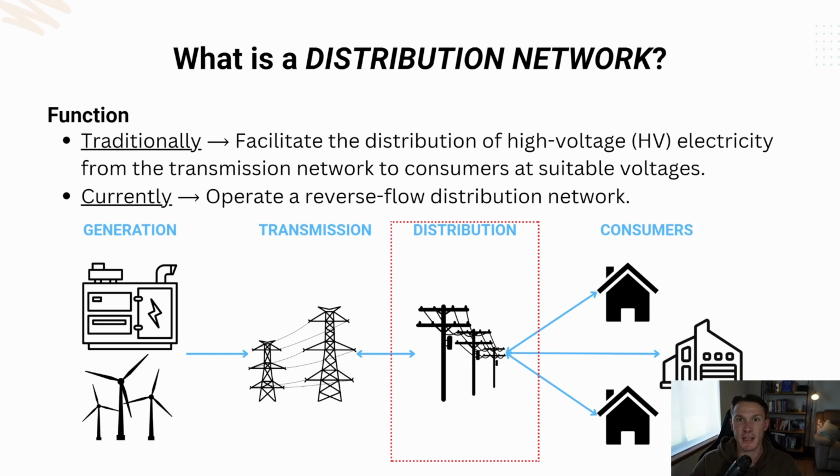However, as we've seen an increase in penetration of rooftop solar and other DER out in the distribution network, a more modern day function of the distribution network is to actually operate and support reverse power flow from the consumer up to the distribution network, and even at some points up to the transmission network, flowing backwards at nodes.